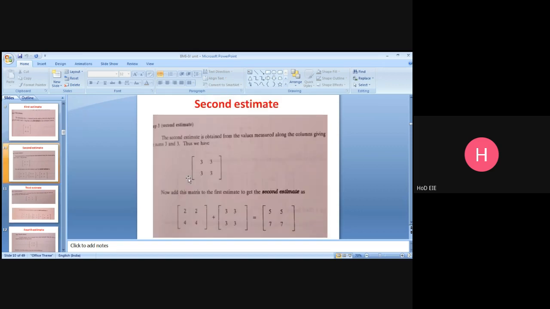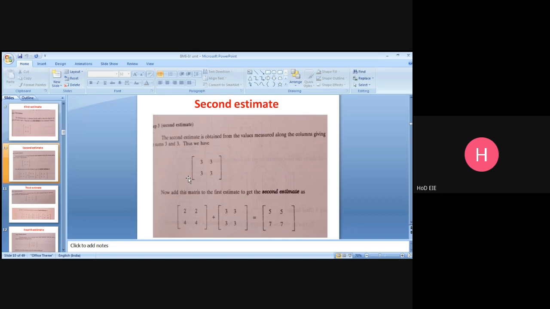Then how you obtain your second estimate is, as I told earlier, the matrix in your step 1 is 2 comma 0, 1 comma 3. In step 2 you were adding along the rows. Here you have to add along the columns. Since it is 2 comma 0, 1 comma 3, if you add 0 plus 3, you get the value 3. So you get a 3 comma 3, 3 comma 3 matrix. Now you have to add this matrix to the first estimate.